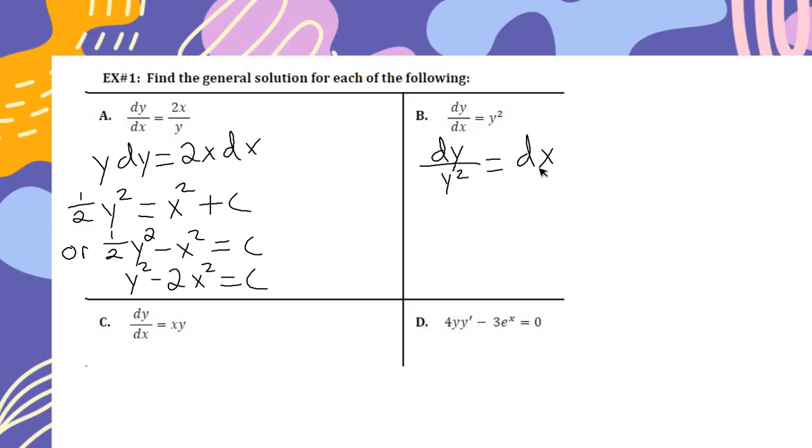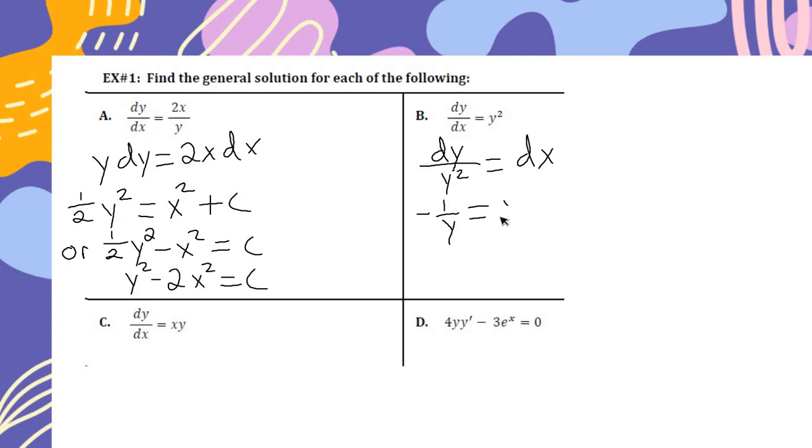Because technically, this is y to the negative second, right? So we just use our power rule there, okay? So we would add 1 and get negative 1, and then I'm dividing by negative 1, so I get negative 1 over y equals, well, if I don't have anything there, what do I get?